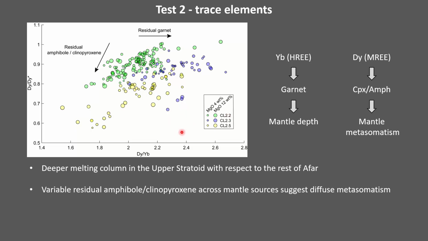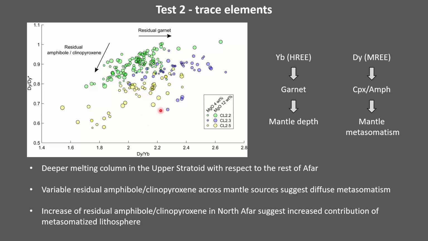So with this in mind, we observe that there is a variation in dysprosium and dysprosium for all three clusters. So this suggests a diffuse metasomatism throughout Afar. But most importantly, we observe an increase of residual amphibole and clinopyroxene in cluster number 5, so in the northern Afar sample, which suggests an increase in contribution of the metasomatized lithosphere during the partial melting.